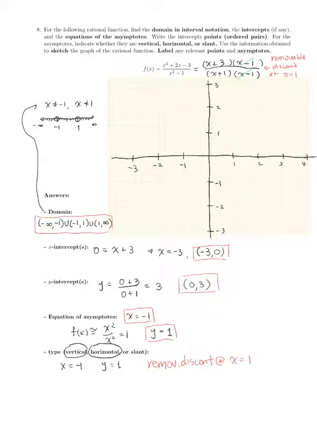Alright, so let's first jot down the asymptotes. x equals negative 1 would be right over here. So this is our x equals negative 1. Now y equals 1 will be the horizontal line. So this is y equals 1. Okay, the asymptotes are done.